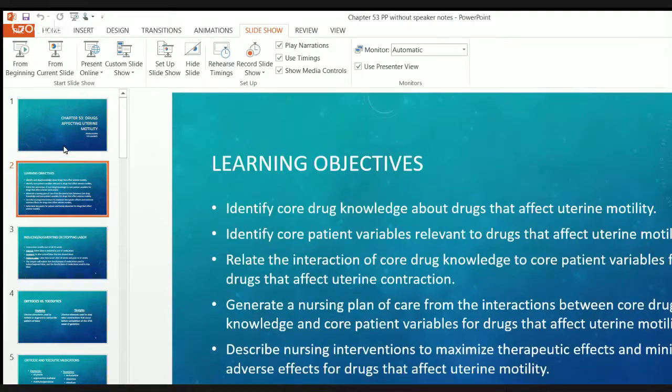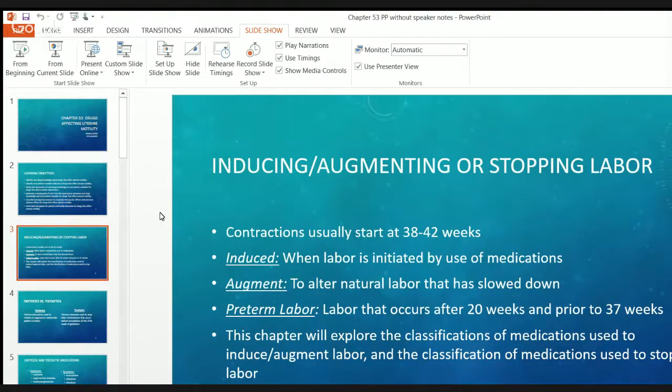When we look at it, we're going to go through a couple of learning objectives. You can see we're going to identify core drug knowledge about the different drugs. We're going to identify core patient variables. We're also going to look at the interaction between core drug knowledge and the core patient variables. We should be able to generate a nursing plan of care regarding these medications, describe nursing interventions to maximize therapeutic effects, and also determine some key points for patient and family education for drugs that affect uterine motility. When we look at the classification of the medications, we're going to be looking at medications that either start or stop labor.